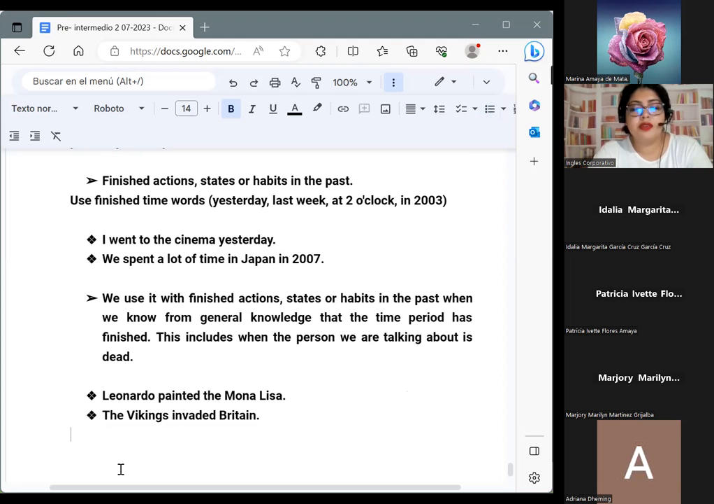And we have here the information, and we are talking about someone that is not here in this world. So in this case, we can use this structure when we are talking about people that are not here in this moment.